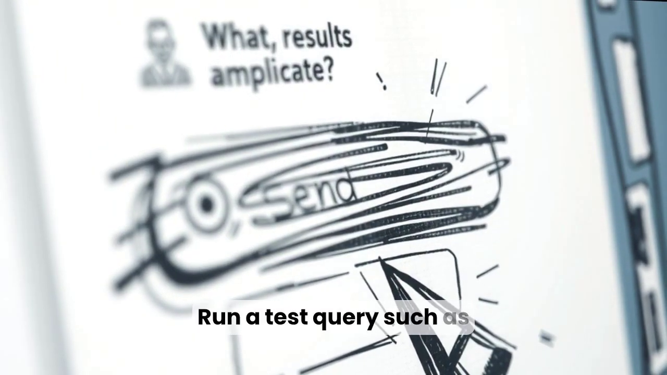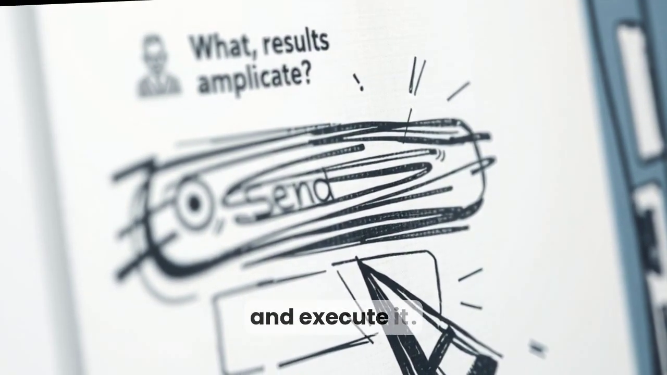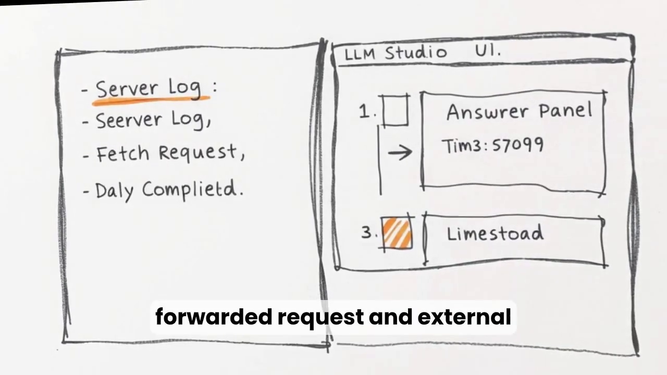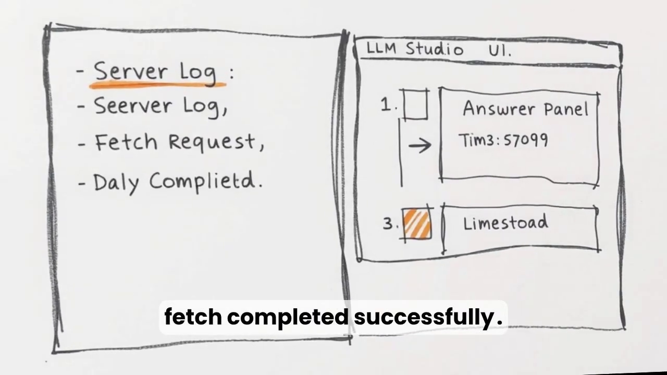Run a test query such as search web for latest AI news and execute it. Watch MCP server log show the forwarded request and external fetch completed successfully.